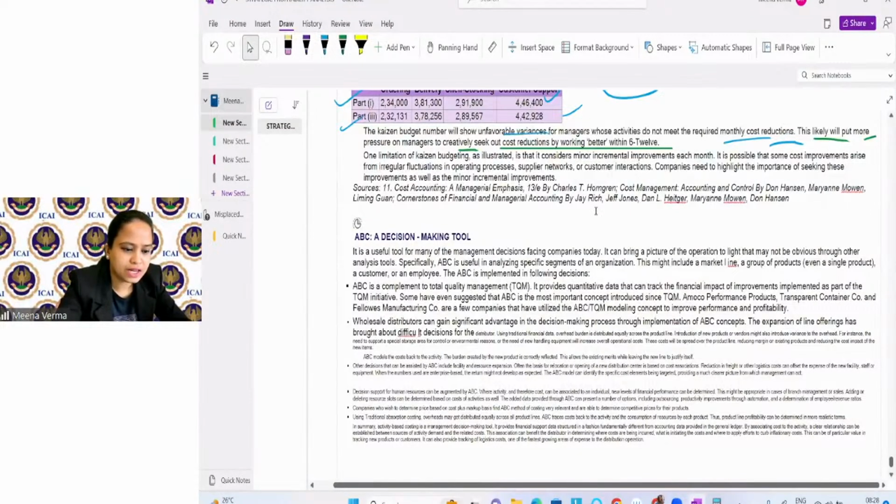So you can see activity-based costing is actually a strategic way of reducing the cost. It's very helpful. It is not a traditional method, and we use it these days when we are finding the way to reduce the cost strategically, right?